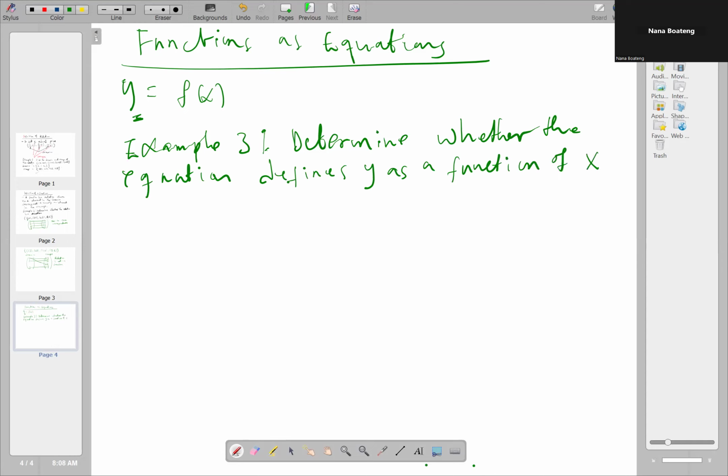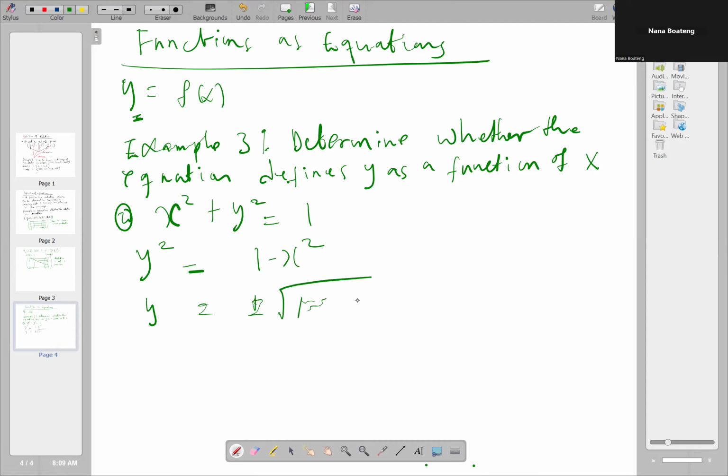All right, so we have, for example, x squared plus y squared is equal to 1. If we solve for y, we have y squared is equal to 1 minus x squared. If we take the square root on both sides, then we'll have y is equal to plus or minus the square root of 1 minus x squared.